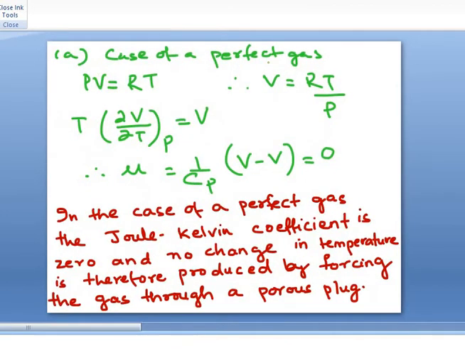Now we have said in the beginning that this throttling process, the Joule-Kelvin coefficient, is for a real gas. I have mentioned it many times. Why? Let us see. We know PV is equal to nRT. For 1 mole, we will take PV is equal to RT, so V is equal to RT by P. So T dou V by dou T is equal to V. So mu is equal to 1 by Cp.